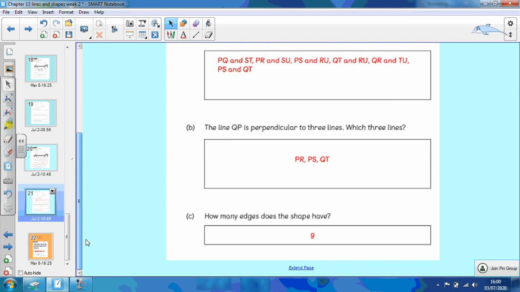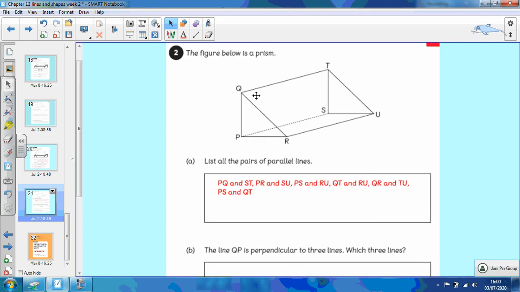Okay, C. How many edges does the shape have? 9. Let's just check. 1, 2, 3, 4, 5, 6, 7, 8, 9.